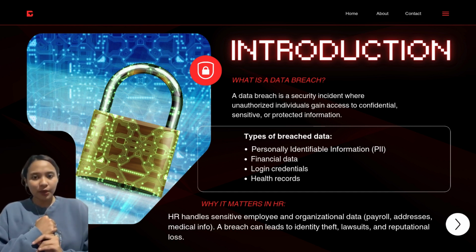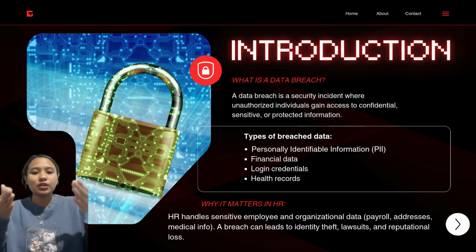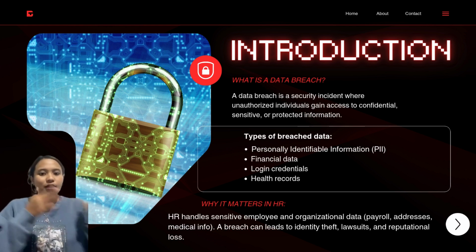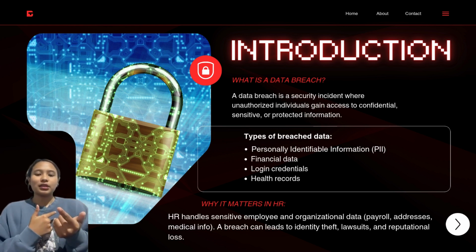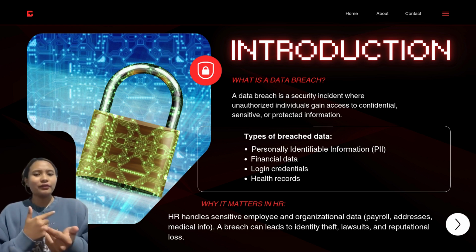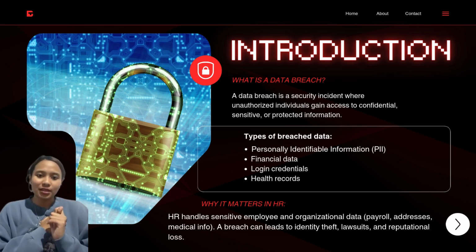Because HR departments store large volumes of sensitive employee information, from salary to health records. A breach in HR can result in identity theft, legal action, and a damaged reputation for the organization.